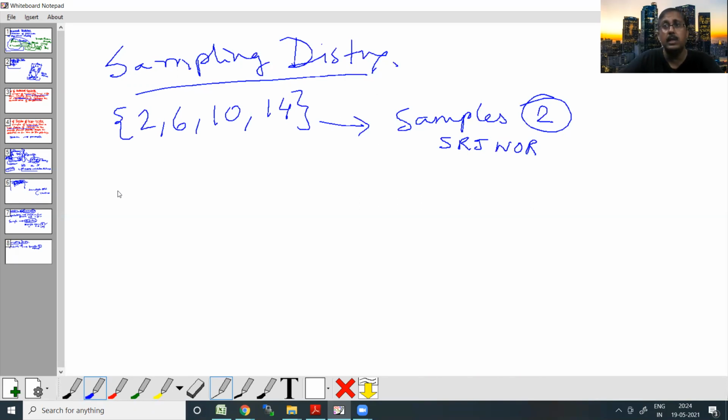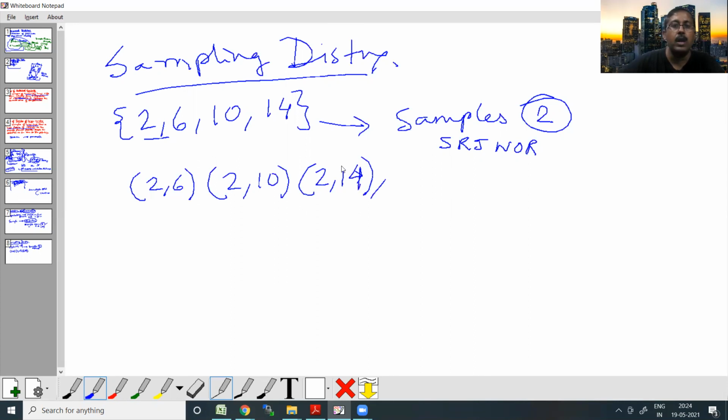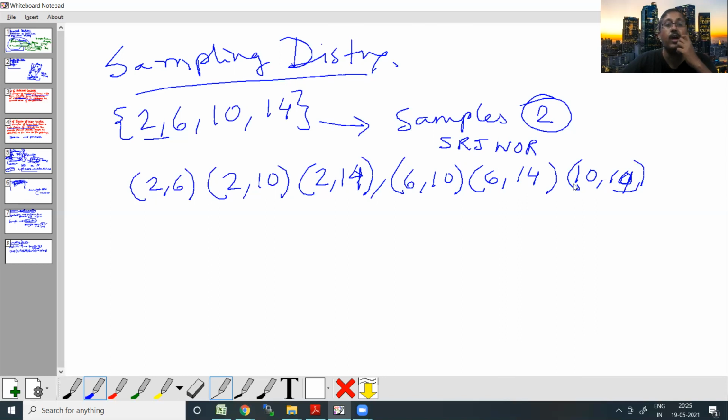So what are the possible samples in this case? Either I can use 2,6 as a sample, or 2,10, or 2,14, or 6,10, or 6,14, or 10,14 as a sample, right? So how many samples do I get? 1, 2, 3, 4, 5, 6, obviously 4C2 is what I have. So 6 samples I can get.